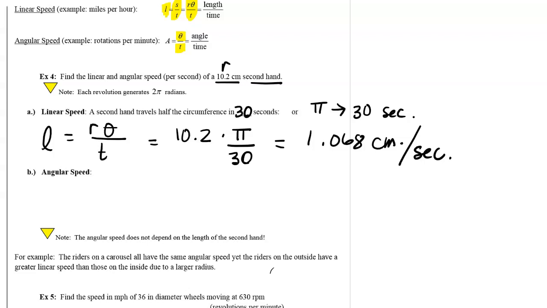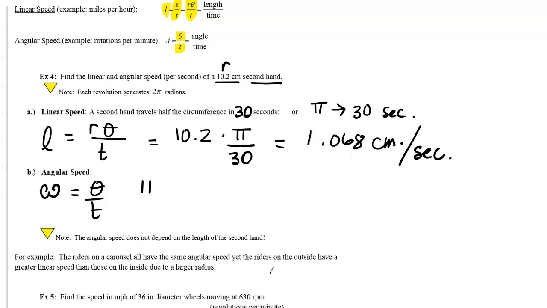Now let's look at angular speed. A lot of times you're going to see this W that represents angular speed. Angular speed is simply theta over time. So we talked about a clock and we talked about the second hand traveling that half circle in 30 seconds.